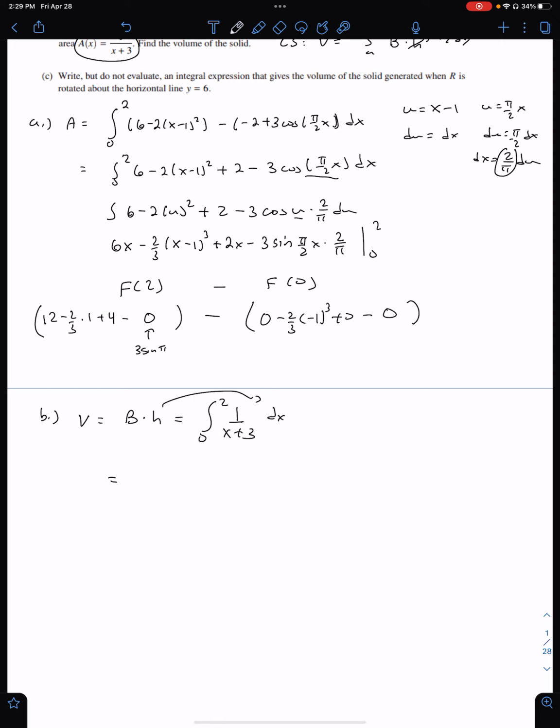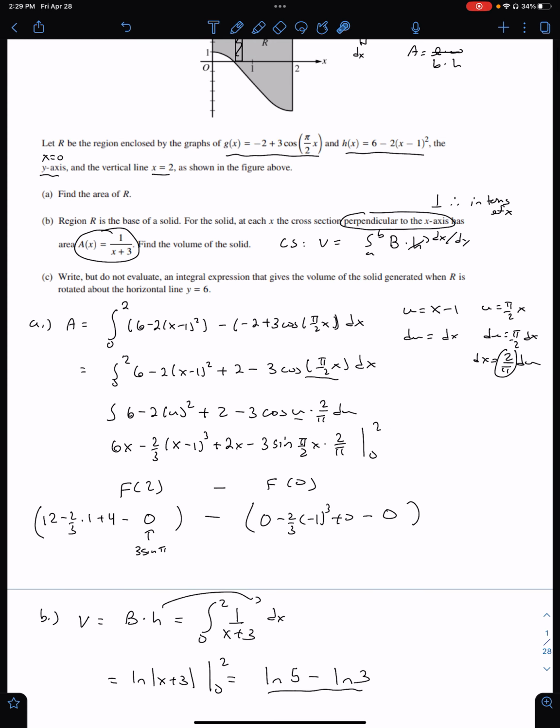Solving it, this is just our natural log of x plus 3, evaluated from 0 to 2, and that's just going to become the natural log of 5 minus the natural log of 3. Yippee. Very easy, 2 or 3 points right there. Part C, let's take a look here. Now for part C, let me scroll up.